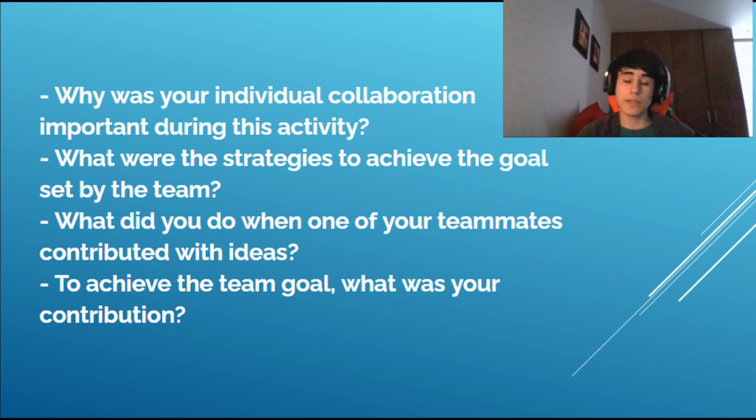Thank you. I think everyone did the part that they should do and they could do. Everyone was working correctly with the part they can do. What were the strategies to achieve the goals set by the team? Well, everyone divided the work so everyone could work easily and on the part they could handle more easily.